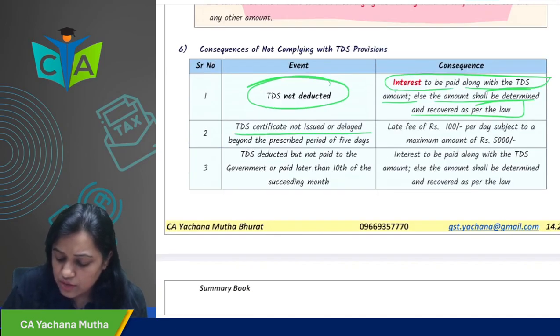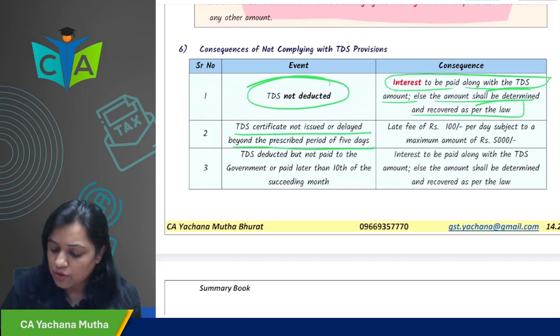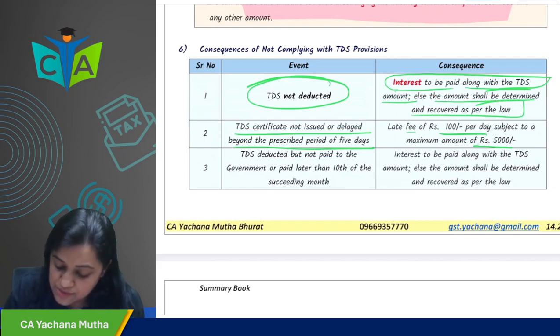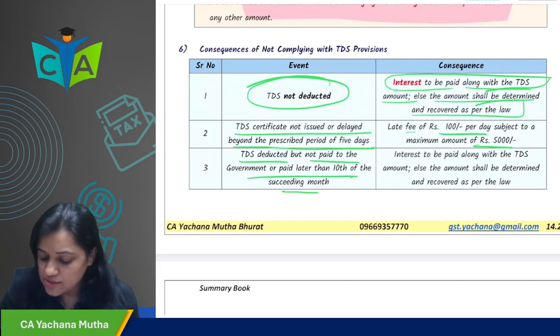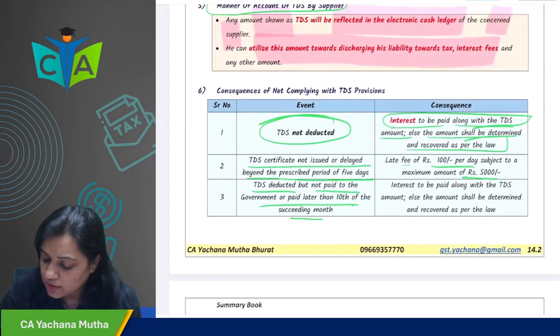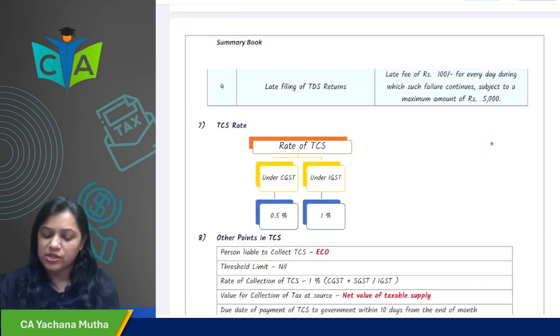If the TDS certificate is not issued, or there is a delay beyond the prescribed period of 5 days, then 100 rupees per day, subject to a maximum of 5,000, will be the late fees. If TDS is deducted but not paid to the government after the 10th of the succeeding month, then interest is to be paid along with the TDS amount, else the amount will be determined and recovered as per the law.